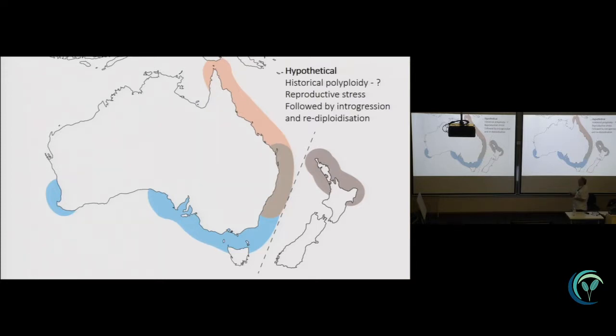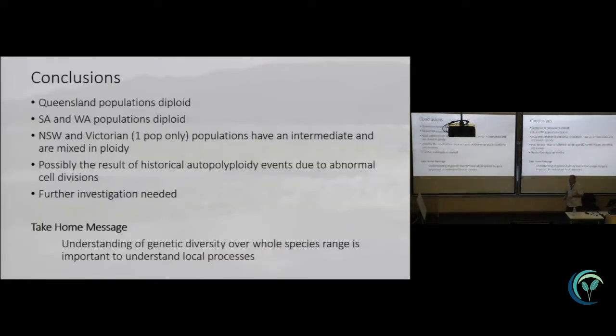And yeah, getting the whole picture before you start studying locally is, I would say, the main message of this talk. So we've got a couple of conclusions. Queensland populations are diploid, WA populations are diploid and behave normally. Good, a couple of good papers coming out of that, I hope.